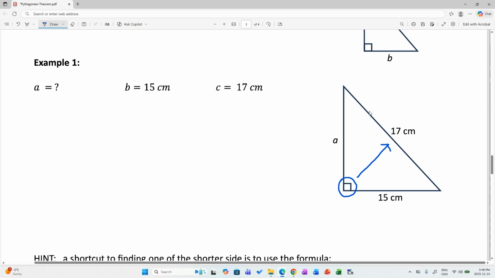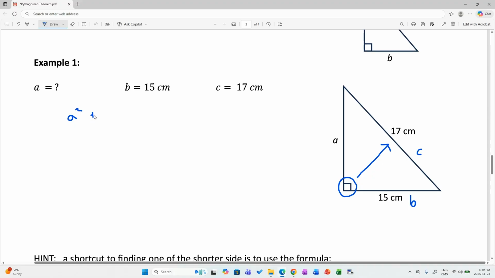In this case, my longest side is 17. And if this is A, then this must be B, right? And then the longest side is C. It means I have C and I have B, so I'm looking for A. In this case, if you have the longest side and you're looking for one of your shorter sides, here's what you would do. First things first, let's write out our Pythagorean theorem.